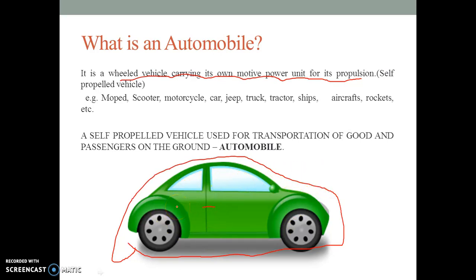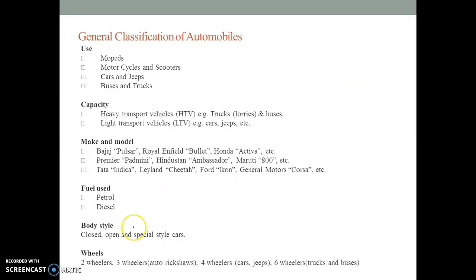Not only the car, there are a number of automobiles like mopeds, scooters, motorcycles, cars, jeeps, trucks, tractors, ships, aircraft, rockets and many more. Generally it is a self-propelled vehicle used for transportation of goods and passengers. So this is the function of an automobile.